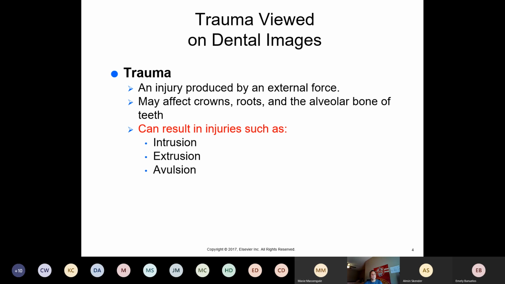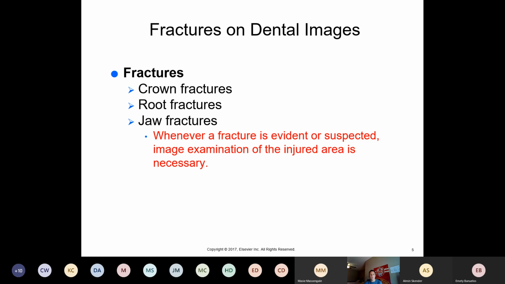Okay, so trauma is an injury produced by an external force. This could affect the crowns, roots, or the alveolar bone of our teeth. And when that happens, we can end up with intrusion, extrusion, or complete avulsion. So we're going to talk about what each of those might look like. Fractures can occur in the crown, the root, or the jaw. And whenever a fracture is evident or suspected, images are necessary for us to identify that.